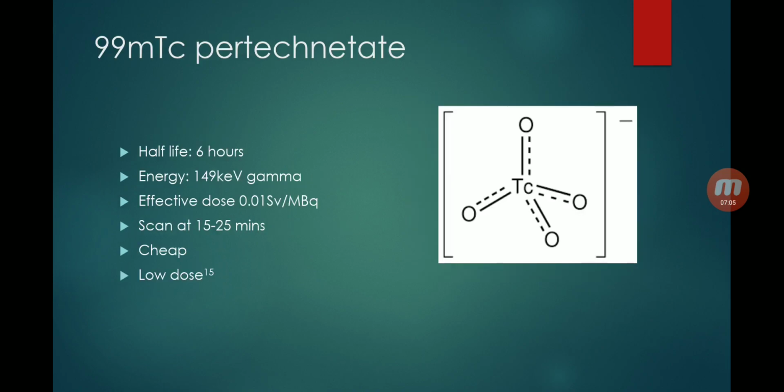The half-life of 99m technetium pertechnetate is 6 hours. The energy is 140 keV. The effective dose is 0.01 mSv/MBq and need to scan at 15 to 25 minutes. It is cheap and has a low dose to patient.